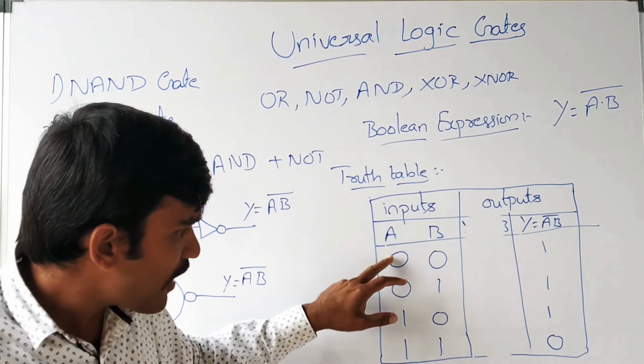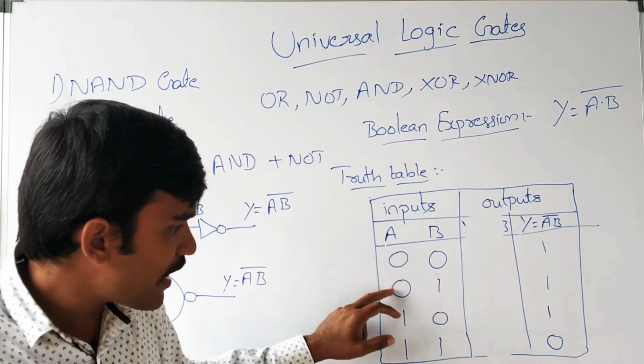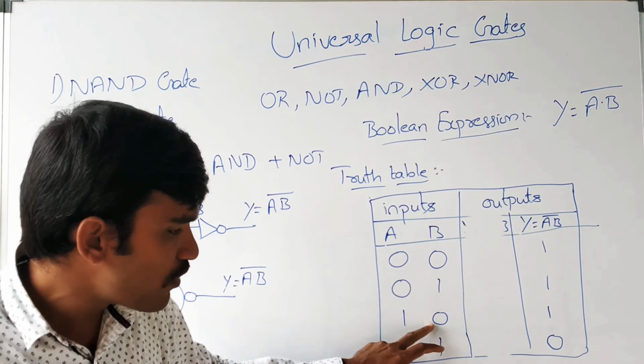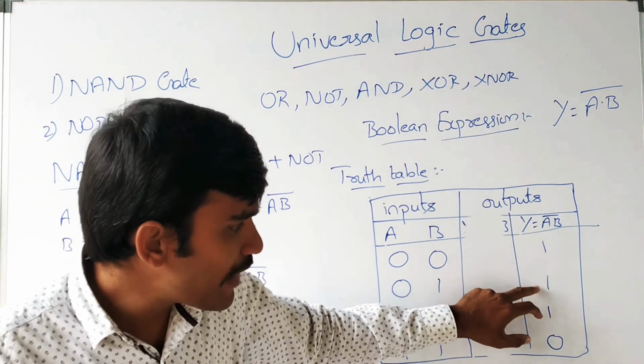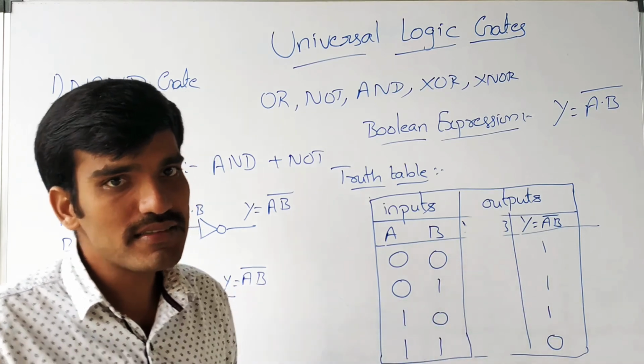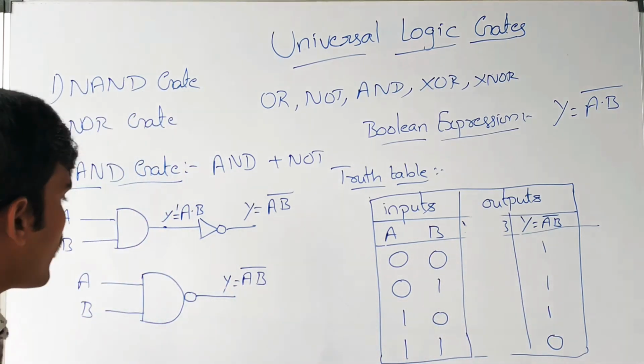Otherwise, if any one of the inputs is low, what happens to the output? The output is high. This is another definition of the NAND gate.